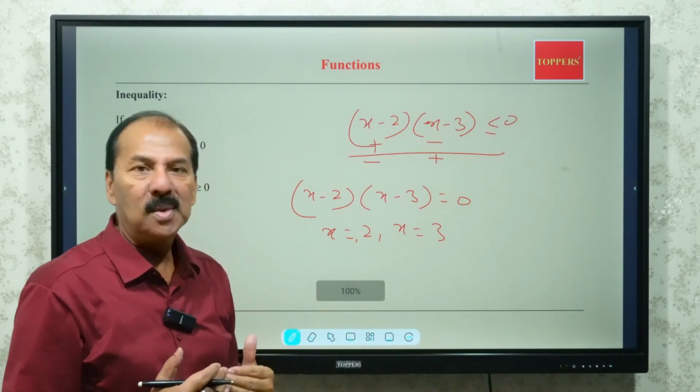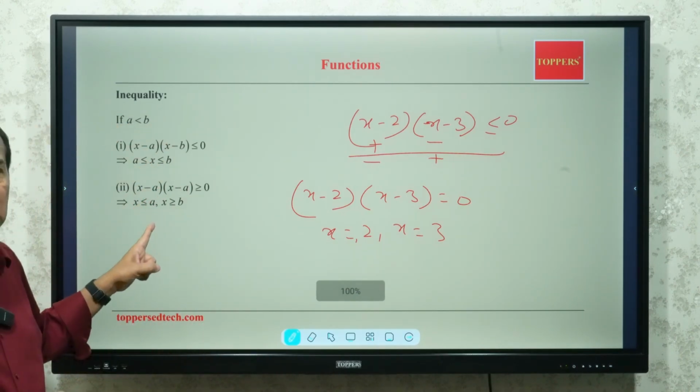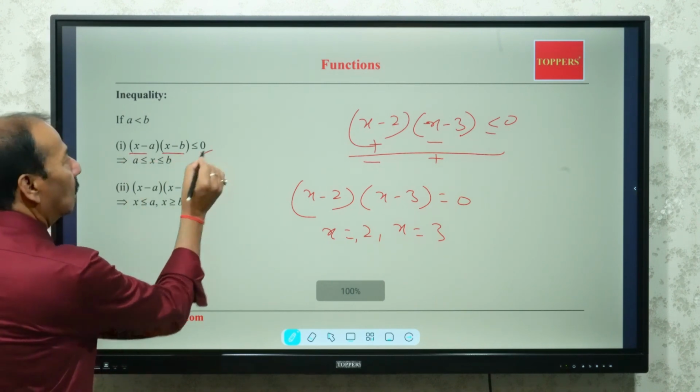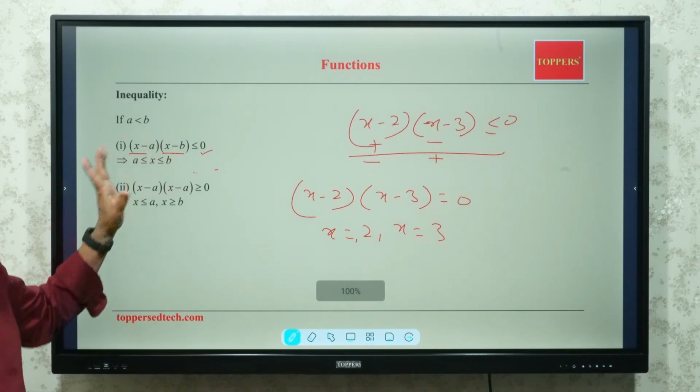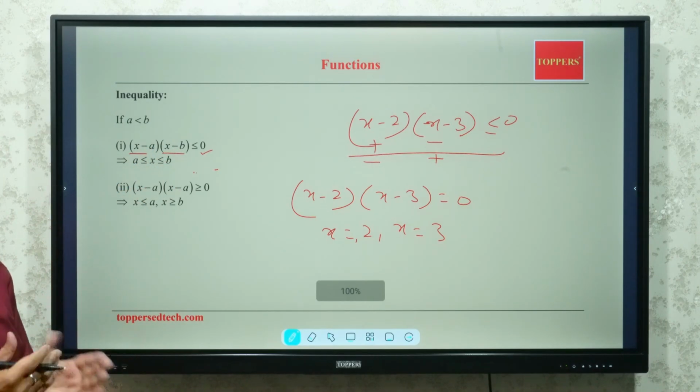After combining all these cases and considering all these cases, we come to this conclusion. And let us generalize this. (x minus a) into (x minus b) less than equal to 0. x is your variable, a and b are constants. Now out of these two constants, a and b, suppose a is less than b.